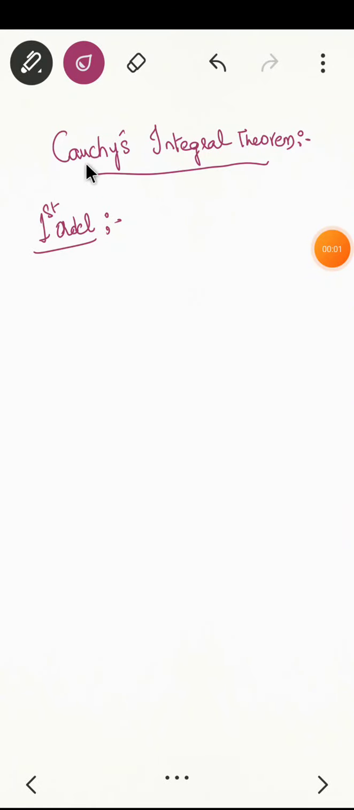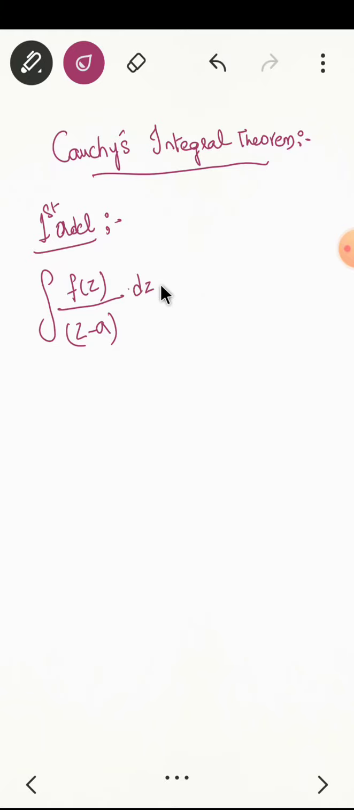Okay, today let us start Cauchy's integral theorem. You have two different formulas for Cauchy integral theorem. One is the first order formula. The first order formula is nothing but the integral of f of z by z minus a dz, which can be given as 2 pi i into f of a. How to solve? I will be telling that in problems, don't worry.